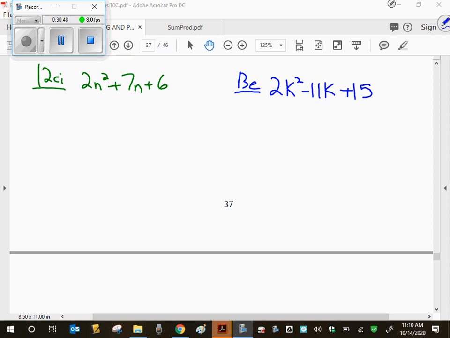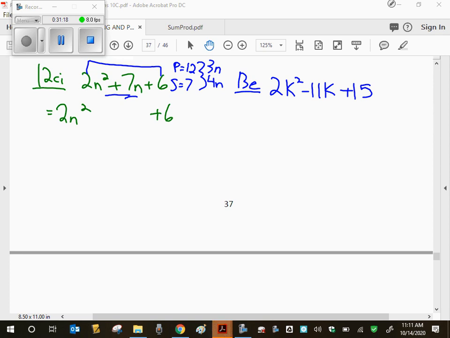Okay, go to 12C1. Let's correct your first two homework questions. The product of this trinomial is 2 times 6, which is 12. The sum is 7. What two numbers multiply to 12 and add to 7? We just had that. 3n and 4n. That's the first step. Second step is keep the first term and last term the same and decompose the middle term. Create a grouping question. Turn 3 terms into 4 terms.